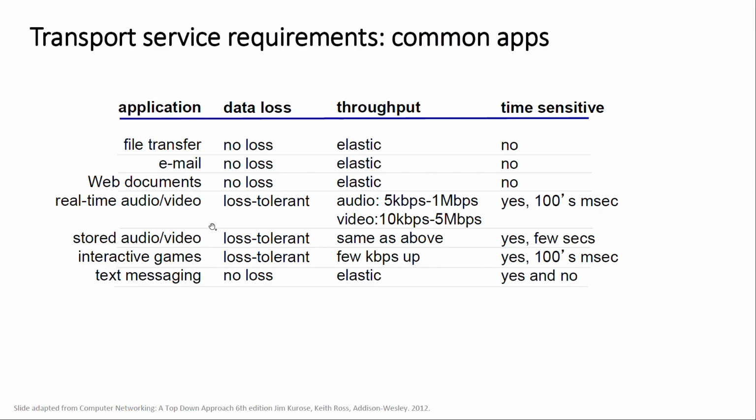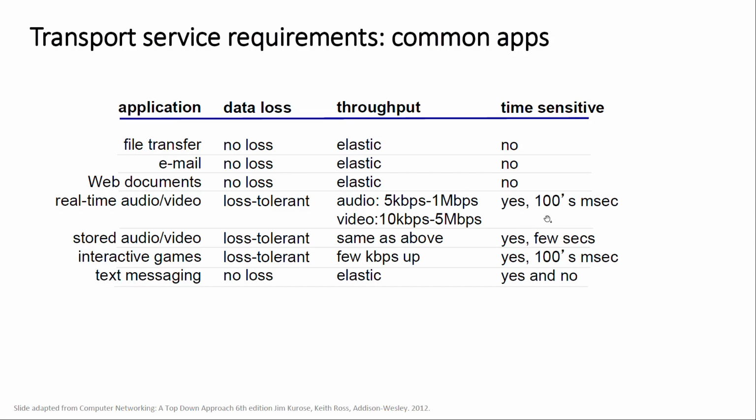But for real-time audio and video, you can tolerate some loss. For the throughput, audio should be at least 5 kilobits per second. Depending on the quality of the audio, the throughput can reach 1 megabit per second. And for video, it depends on the resolution and how well you compress the video, but again it's something between these values. And these are also time sensitive, around 100 milliseconds or so.